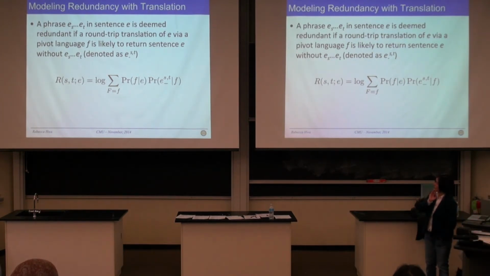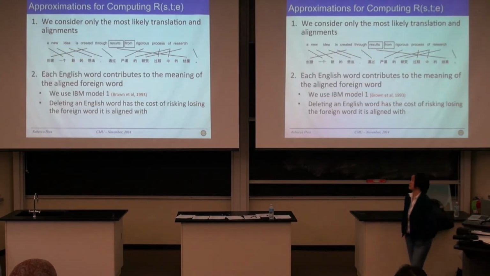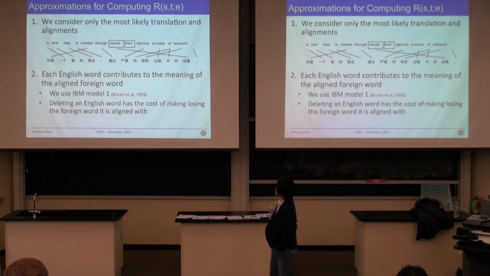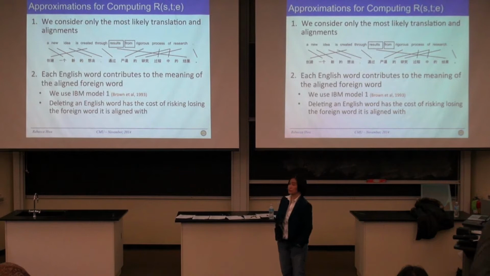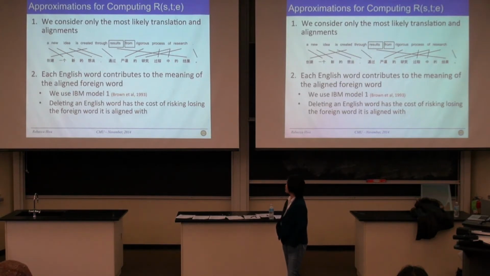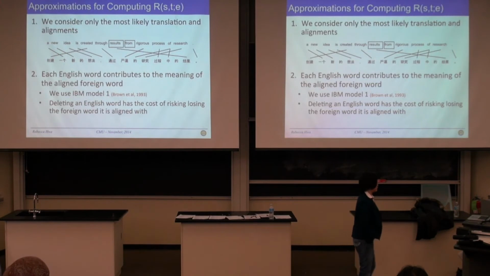Though, for practical purposes, we can't actually calculate that. So we have to make approximations. We don't consider all possible alignments, and we don't consider all possible translations to all possible languages. We consider the most likely translation and its alignment. And we're even using just IBM Model 1 for figuring out the word alignment. Okay. And so if we delete an English word, the one that's in boxes, then we potentially risk the cost of losing that alignment to the foreign language word that it's aligned with.